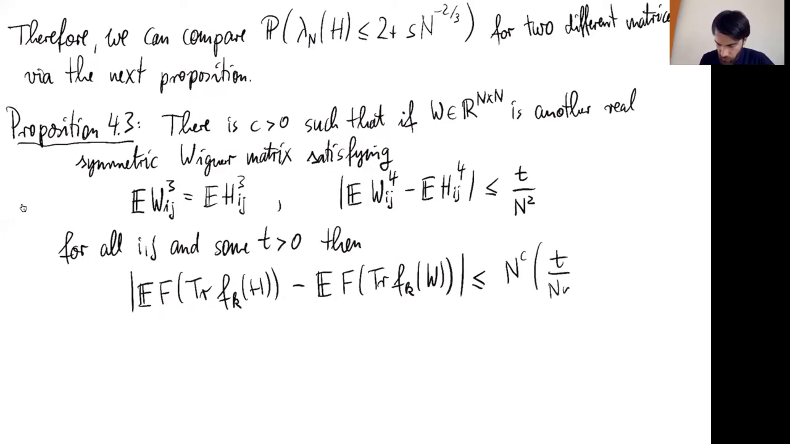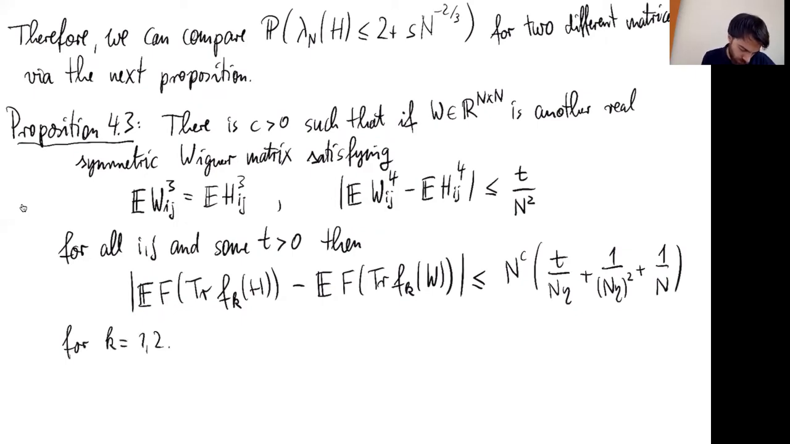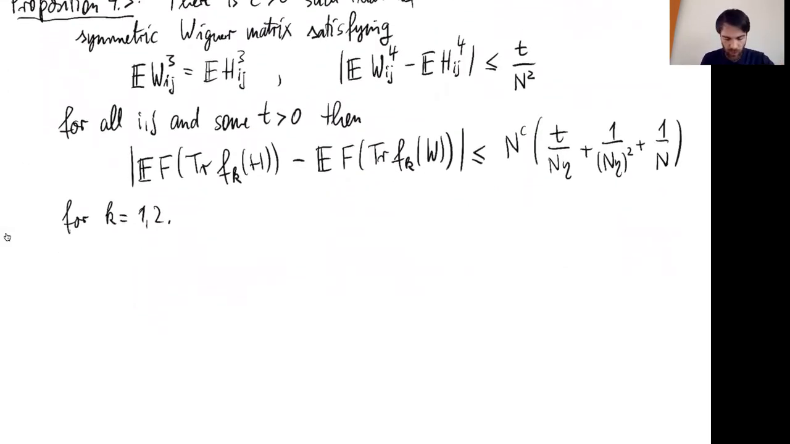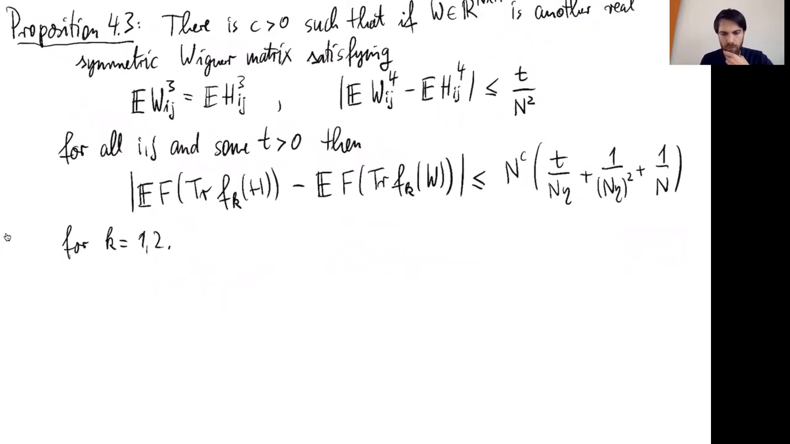T over n eta plus 1 over n eta squared plus 1 over n, and this holds for k equals 1 and 2, these functions we had before. Okay, so I'll again omit the proof here because we don't have time to do all of this, and I want to focus on these Dyson-Brownian motion ideas.